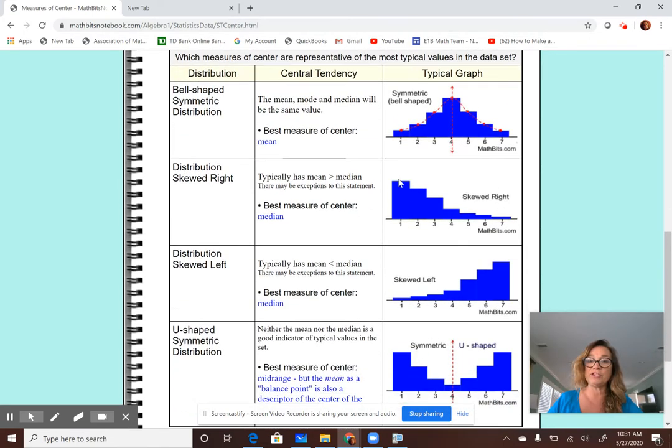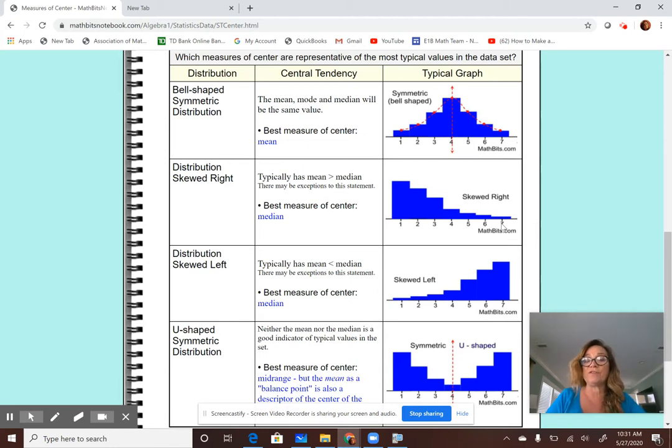And now this one is skewed right. Everyone looks at it and they're like, how can that be skewed right? Because if you look, the higher part's to the left. Well, it's named by what's called its tail, and its tail is basically how you would pull it to make it centered. So if I was to pull that graph to make it centered, I would have to pull it to the right. Therefore, it is skewed right. And the best measure of center is the median.